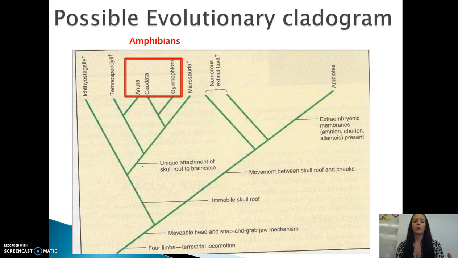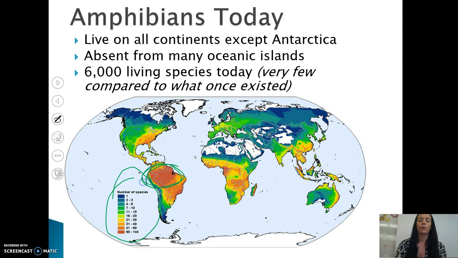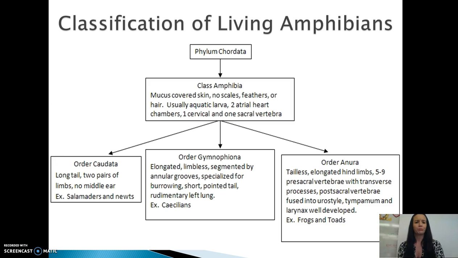So here's just a possible cladogram. Now let's get into today. So amphibians today live on all continents except Antarctica, and they are absent though from many oceanic islands. There are 6,000 living species today, which doesn't really seem like that much. It's actually very few compared to what once existed. And you can look at this key down here that shows you the different continents and countries and how many different species there are there. Obviously, like here is our rainforest, and that's where most of the species are.